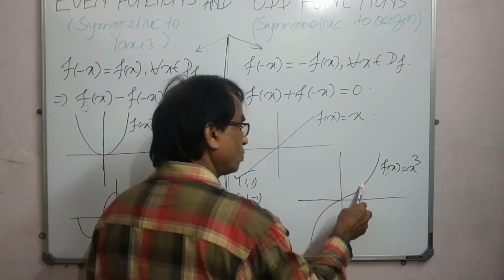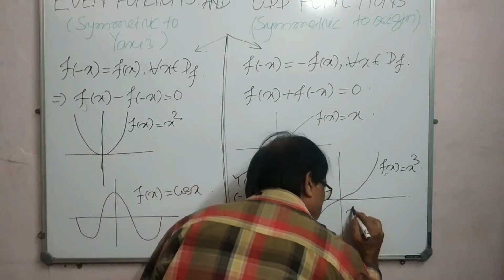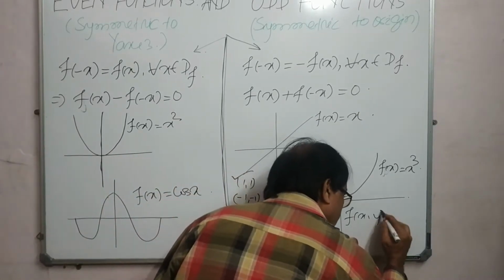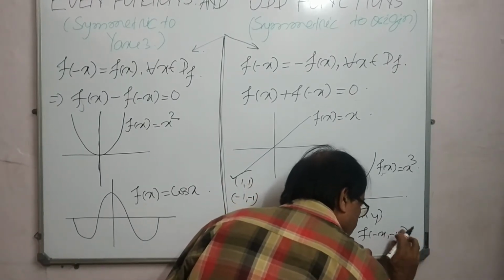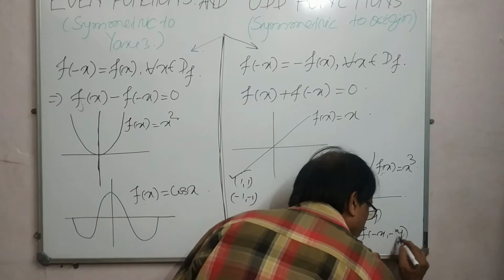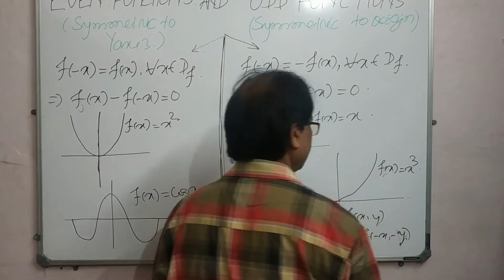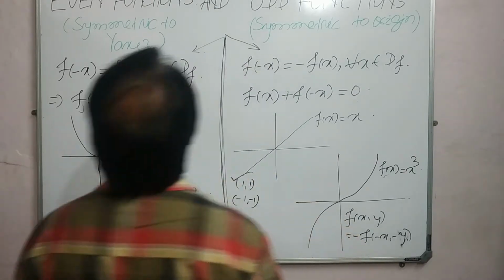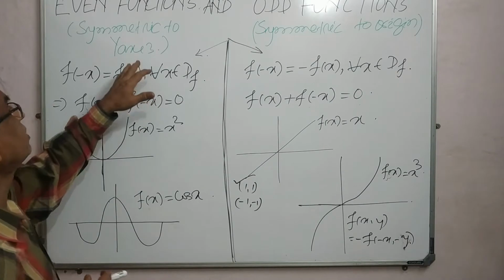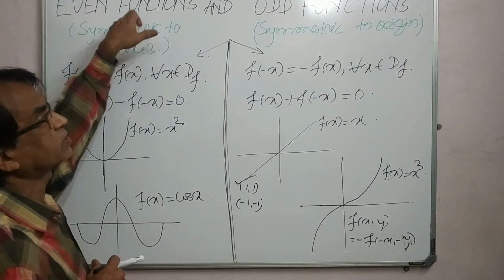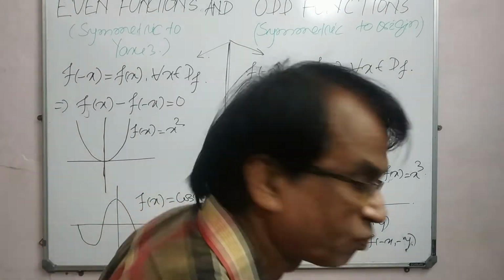If you take any point on this curve, we see that f of x, y is equal to f of minus x, minus y. This is the odd function character. Now what we have seen in this video: symmetric with respect to the y-axis is an even function, symmetric with respect to the origin is an odd function. Now we will see some problems.